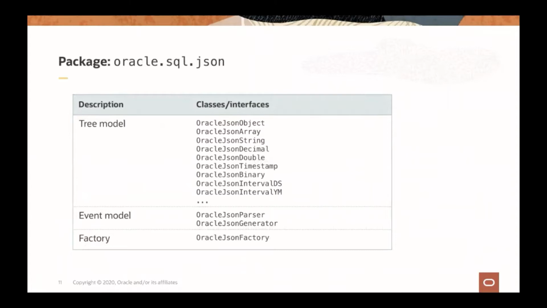So oracle.sql.json has a bunch of interfaces in the package. They're all in the Javadocs, but all of these different classes and interfaces in this package mainly fall into three different categories. The first category is interfaces for working with JSON in a tree data structure, or in a tree model. The other is for working with JSON in an event model, a sequence of events representing a JSON value. And the third is the factory.